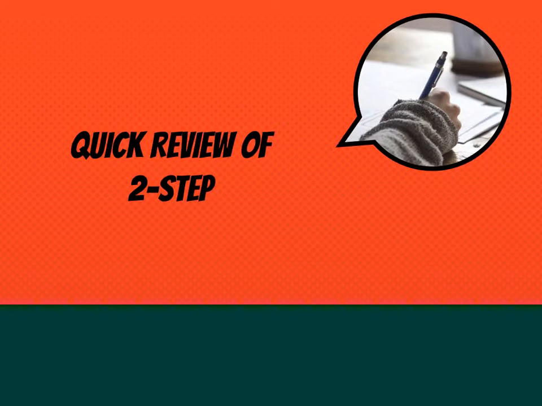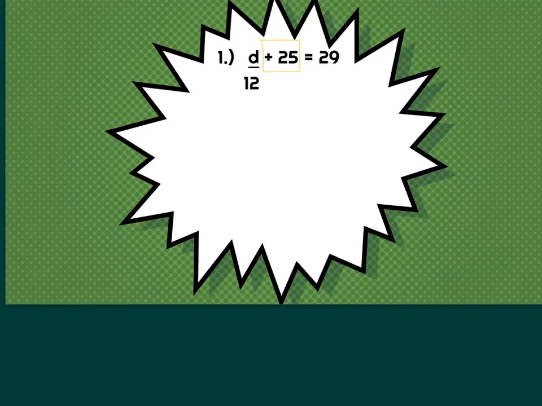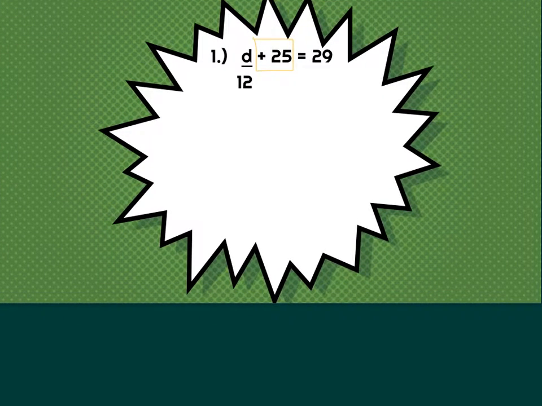Remember that your first step is to undo addition or subtraction, and the second step is to undo multiplication or division. D divided by 12 plus 25 equals 29. Remember that first you needed to undo the addition or the subtraction. So we will undo the plus 25 with the inverse operation of subtracting 25. And we'll do that from both sides.